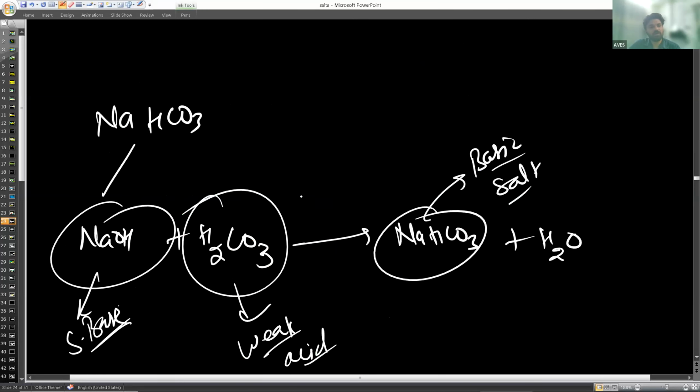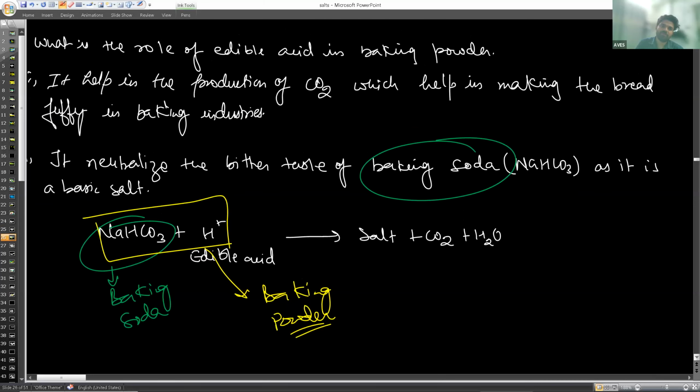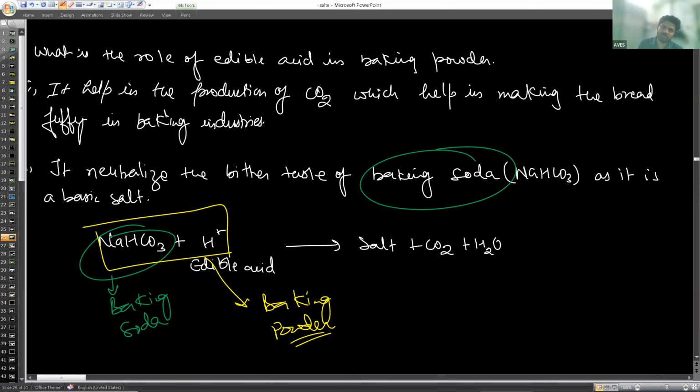The question comes in your examination: what is the role of baking powder? Sorry, what is the role of the edible acid, tartaric acid, in baking powder? Look at it. It helps in the production of carbon dioxide, which helps in making bread fluffy in the baking industry. Second, it neutralizes the bitter taste of baking soda as it is a basic salt. Note it down.